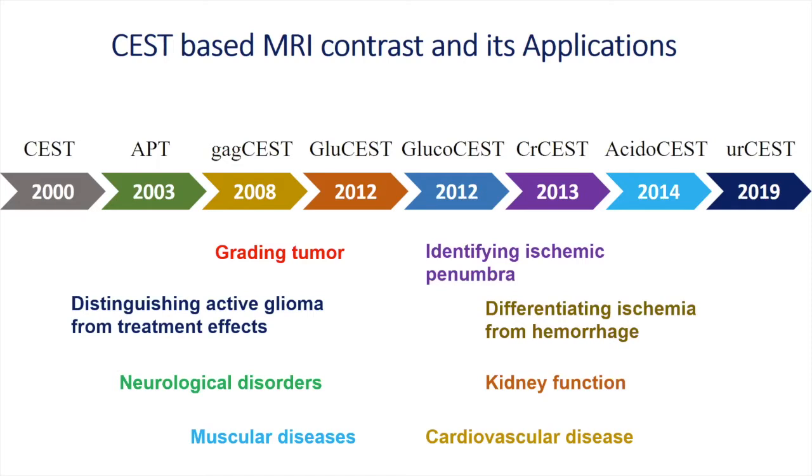Because of this intrinsic contrast mechanism, they have been applied in many clinical applications. For example, APT imaging of protein and peptide can grade tumors and can distinguish active glioma from treatment effect. APT imaging of pH can identify the ischemic penumbra and differentiate ischemia from hemorrhage. GluCEST can diagnose neurological disorders, and urea-CEST can detect kidney function. And creatine-CEST can detect creatine kinase changes in muscular diseases and cardiovascular diseases.